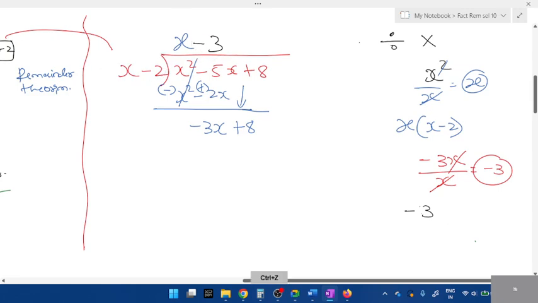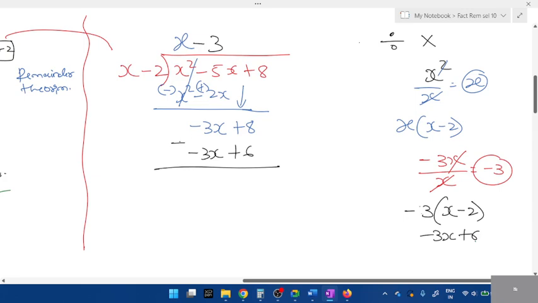x minus 2. So when I'm teaching, if you're busy writing, you won't understand. There's no point in writing, students. Concentrate here. X minus 2. What do you get? Okay. If you multiply, write it down. Minus 3x plus 6. Change the sign. Plus here and minus. 8 minus 6 is?